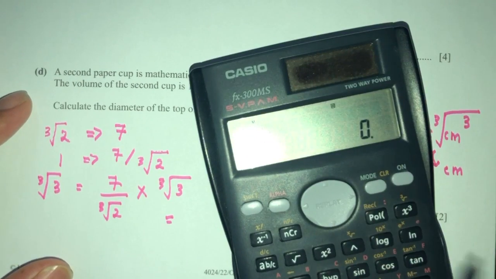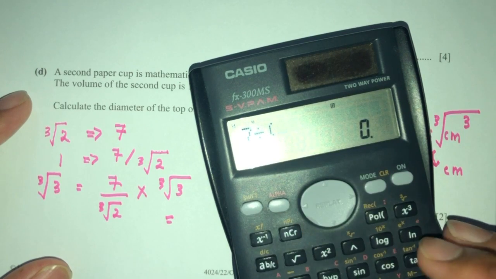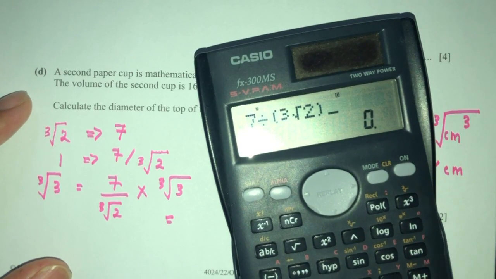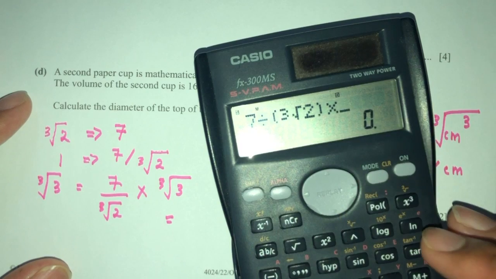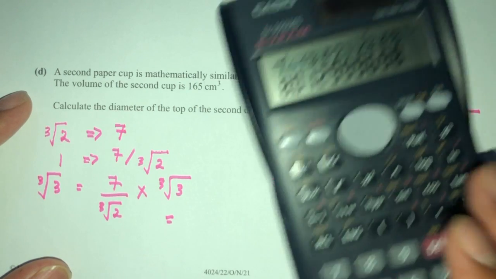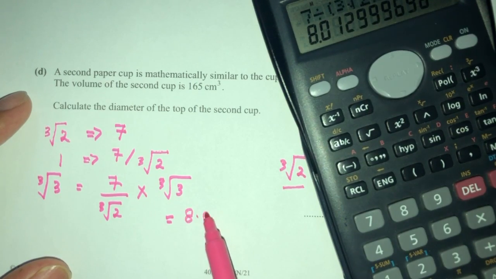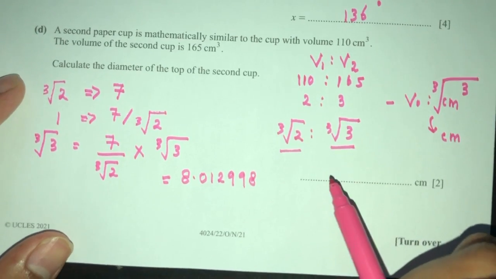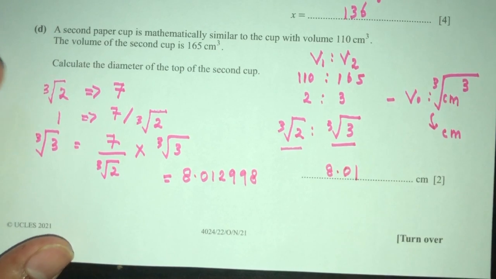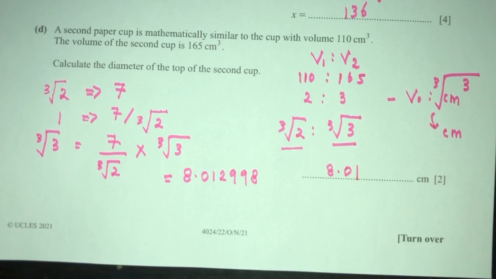So 7 divided by cubic root of 2 times cubic root of 3. That should be 8.012998. So your answer is correct. Your 3SF should be 8.01. So that will be your question number 8. Okay, cool. Let's move on to the next one.